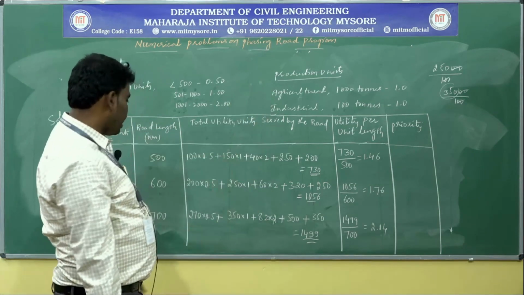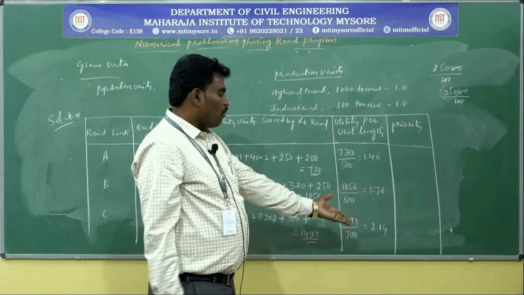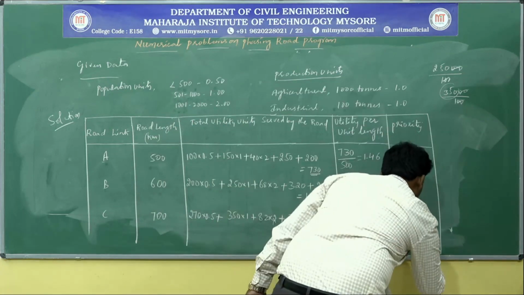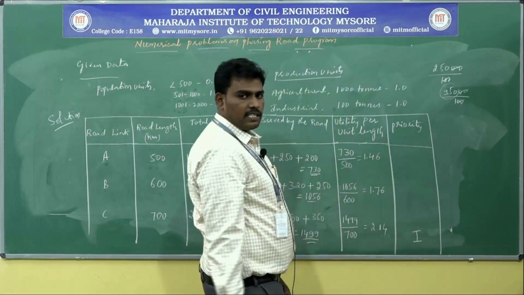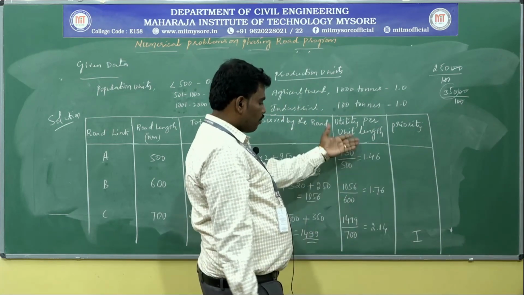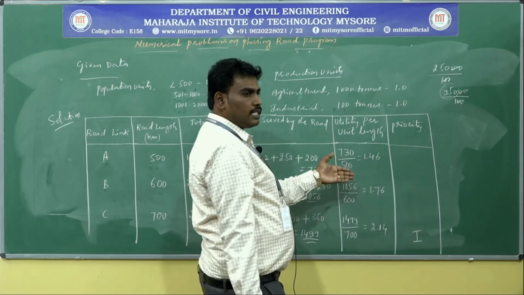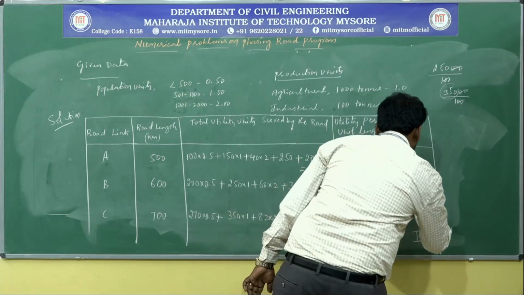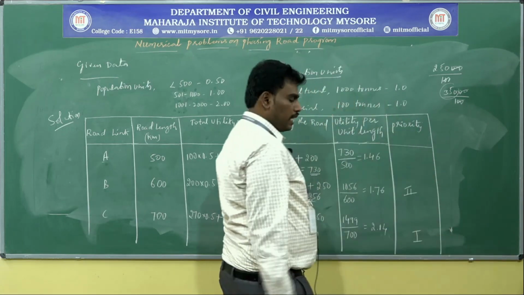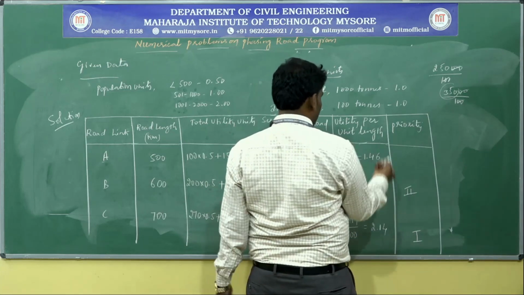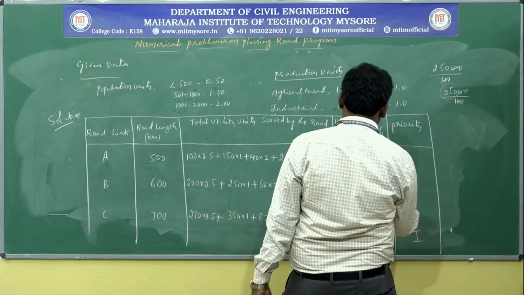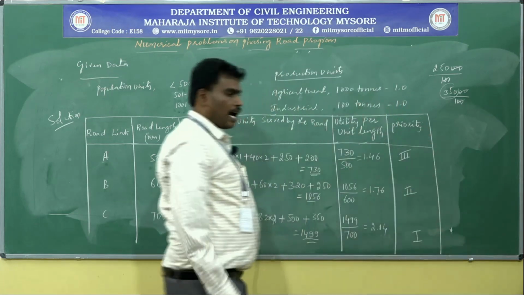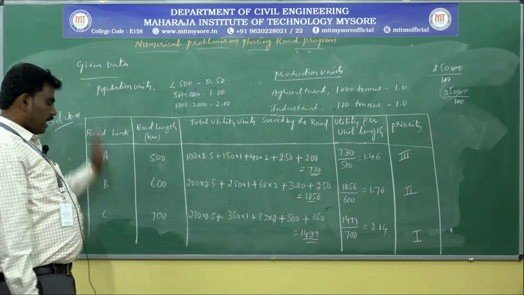Observe the three road links A, B, C. Road link C has the maximum utility, about 2.14, so it will be taken up first. This is the first priority. Next, road link B has 1.76, so it will be taken up next as second priority. The remaining road link A is taken up as third priority. So the order of priority is CBA.